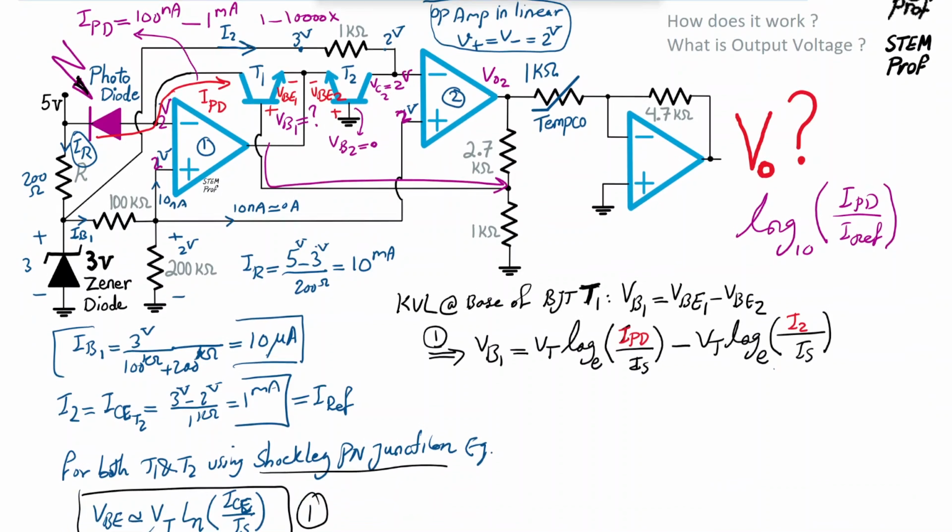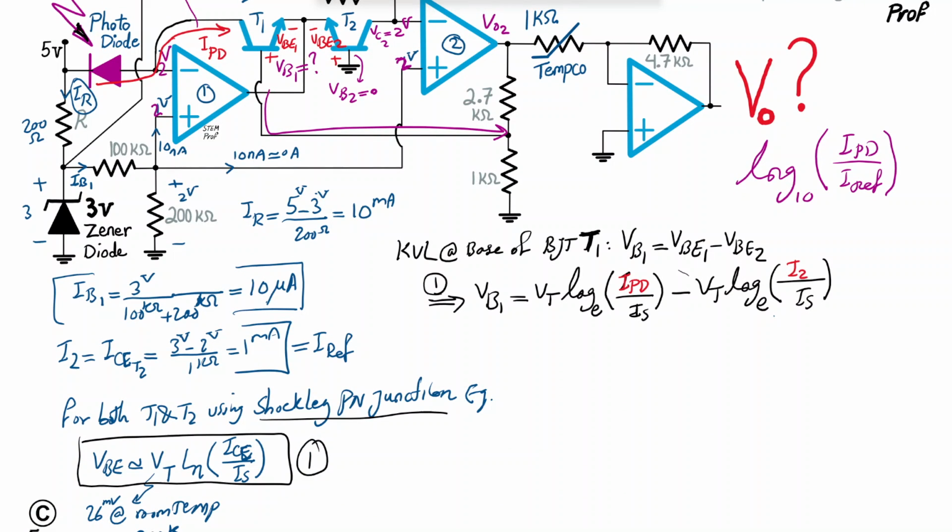So that's important. Because of this, using the subtraction property of the log, I can get rid of the most temperature-sensitive parameter. Therefore, I can write voltage of base of 1 is equal to simply Vt ln of I photodiode, avalanche photodiode, divided by I2, which is our reference current. I said another name for I2 is the reference current. So we can also replace it with I reference.